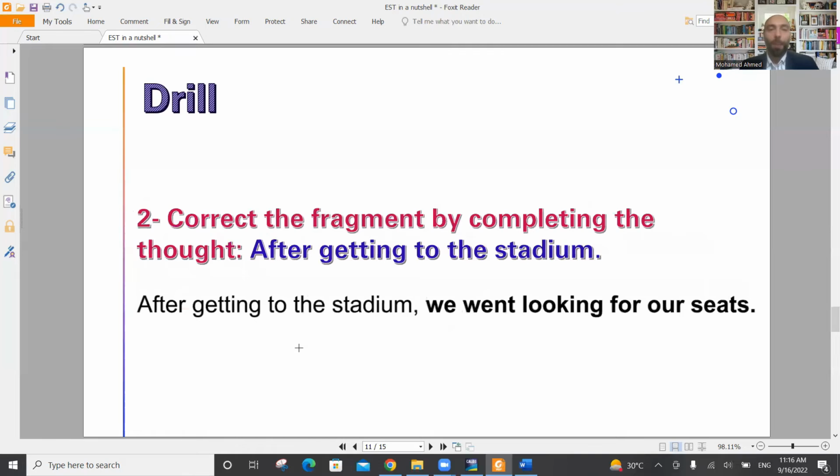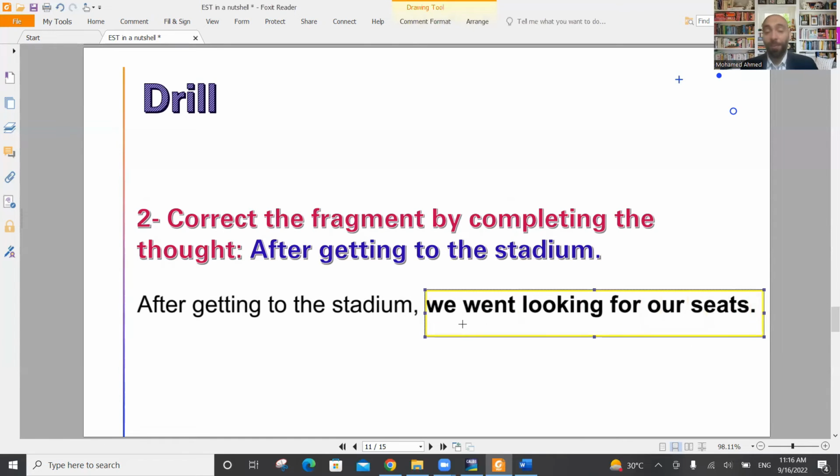Question 2. Correct the fragment by completing the thought. So here, the thought is not complete. After getting to the stadium, so what happened? I can add any independent clause, any sentence. We went looking for our seats. Now it is the correct one.